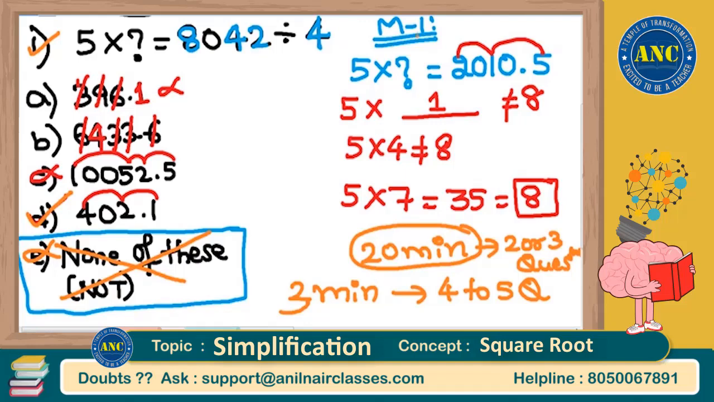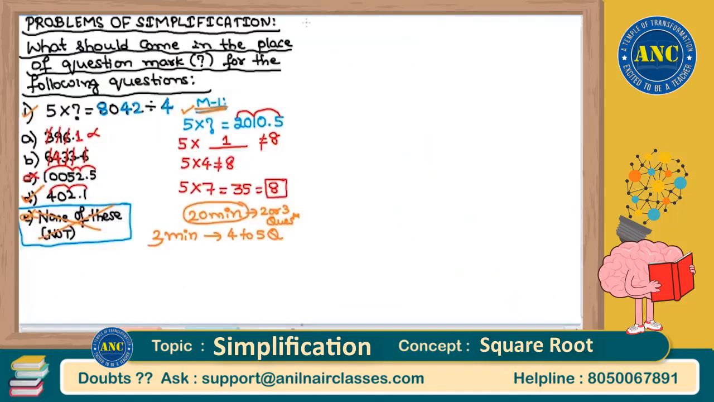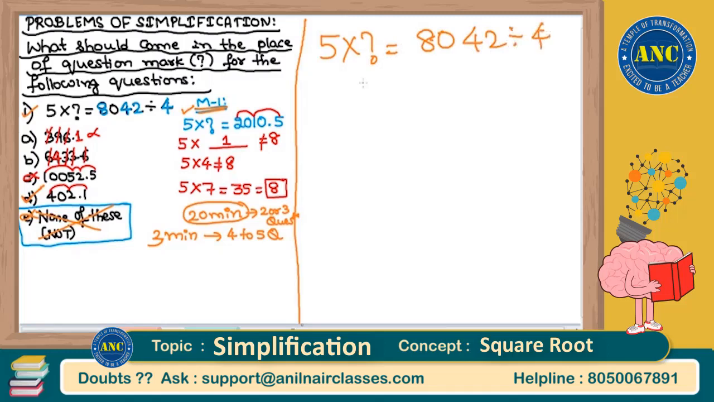I believe that method 1 is very, very clear for you, right? Suppose the same question, let us solve it in a different method. 5 into question mark is 8042 divided by 4. Now 8042 divided by 4, we found it as 2010.5. Now think logically, sir.